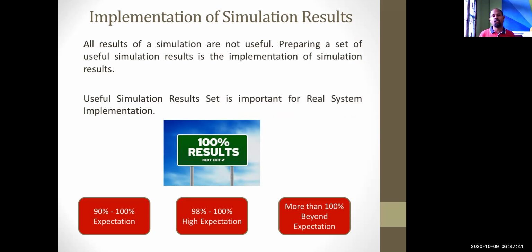So a 100% result is always expected, but a 100% result is hard to achieve. 90 to 100%, yes, that is the expectation, 98 to 100% is a high expectation. Many times people fail to achieve this high expectation, and sometimes, due to a miracle, there are more than 100% or beyond-expectation results. That is a very rare case, but yes, if determination and full dedication are there, simulation gives results beyond expectation. So these are your steps of simulation.